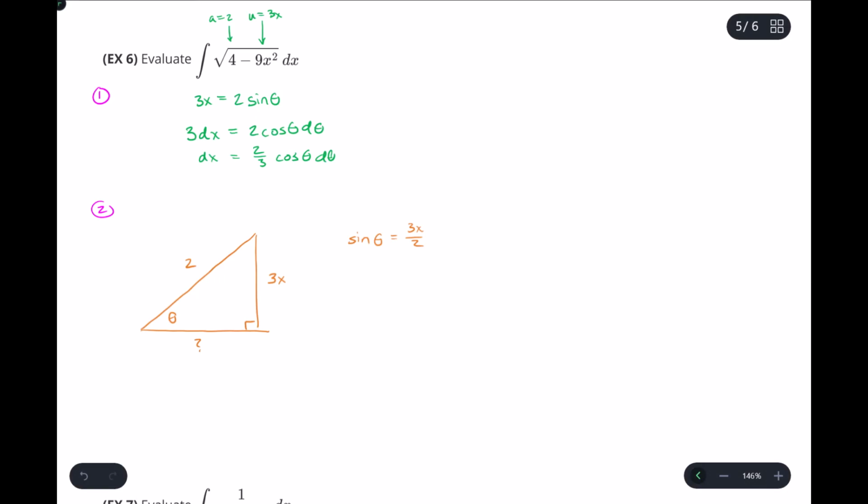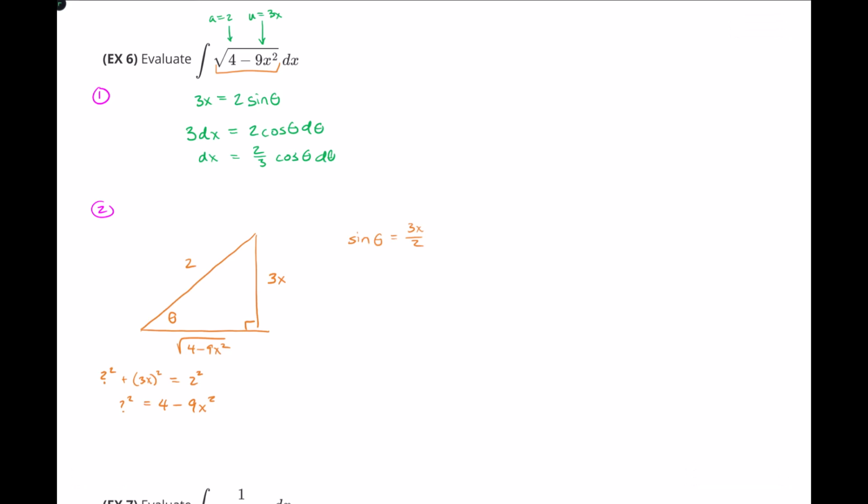So this remaining side needs to look something like this square root. So let's see here. All right, so that remaining side squared plus 3x squared should be the hypotenuse squared. Or the remaining side is the square root of 4 minus 9x squared, and if I take the square root of that, it gives me exactly what I have in the problem. So that's great. That takes care of it.